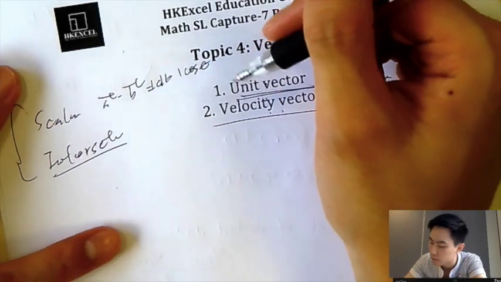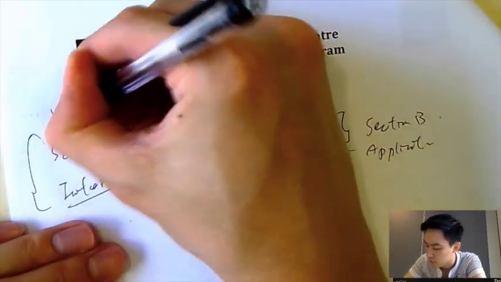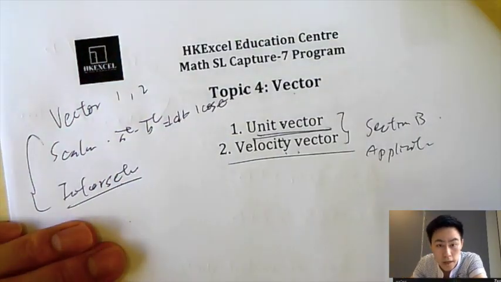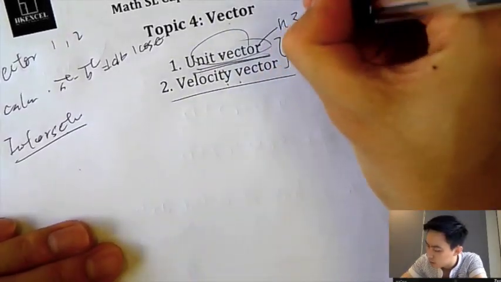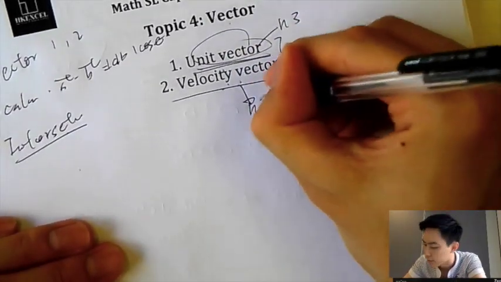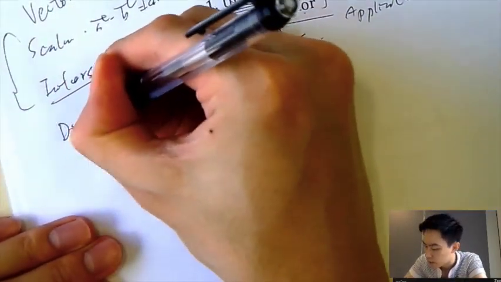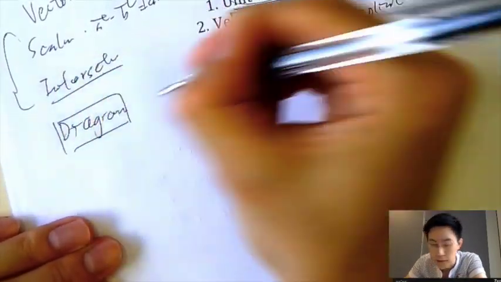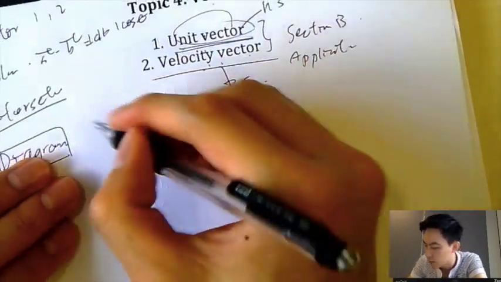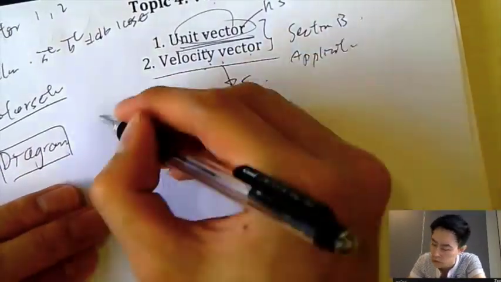But if you still want to learn this, you can go through my video note 1 and note 2. For unit vector is my note 3, and for velocity vector is note 5, application. Note 4 is all about the diagram. A diagram question may appear in your coming exam, but most likely, I think this year will be an application question because it's much harder.